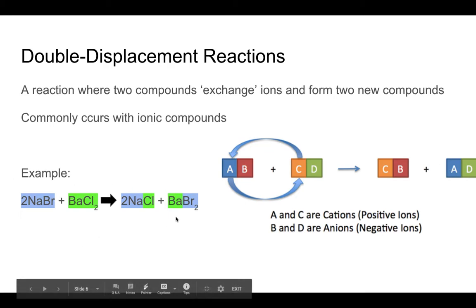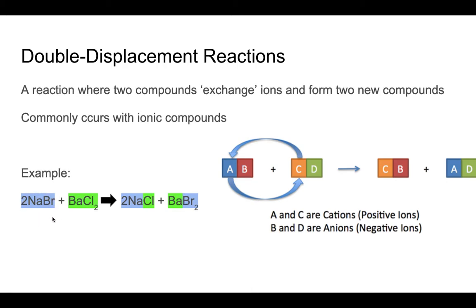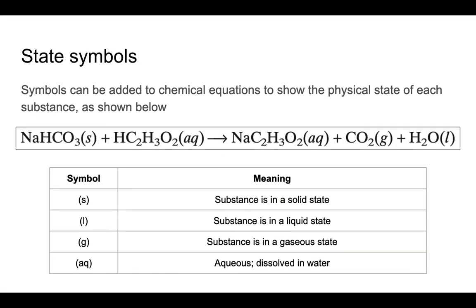I color-coded this one as well to show that originally we've got this blue compound, sodium bromide, and we've got this green compound, barium chloride. But after the double displacement reaction, we've got the cation from the blue compound and the anion from the green, and then we've got the cation from the green and the anion from the blue. It's a double displacement reaction.